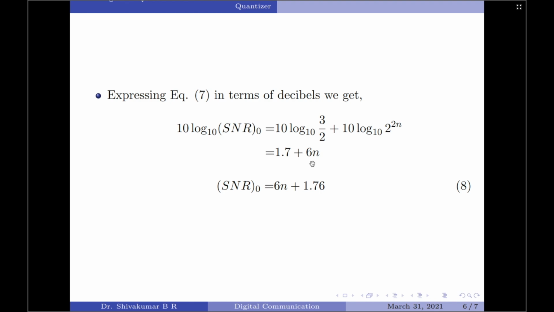So the final expression for the output signal to noise ratio of a Midriser quantizer is given by 6n plus 1.76. From equation 8, we note that each bit of the code word of the PCM system contributes 6 dB to the signal to noise ratio. This is also commonly called the 6 dB rule. Right. So that is about the discussion on the signal to quantization noise ratio for a Midriser quantizer.